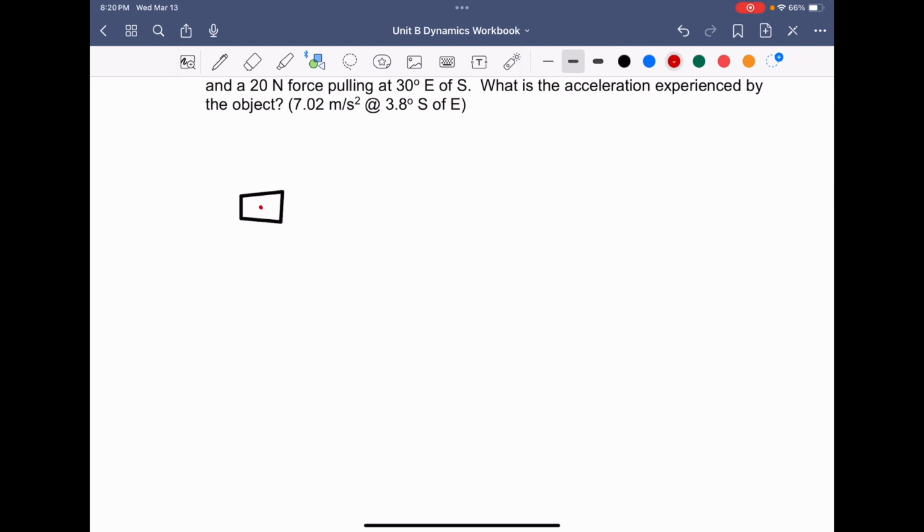Now, we're going to indicate all the forces we have. First and foremost, we have some sort of applied force going in the north direction. And I'm going to put this as FA.